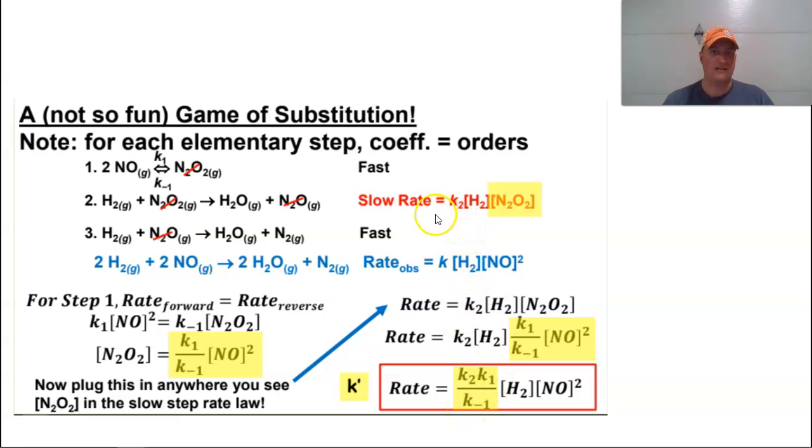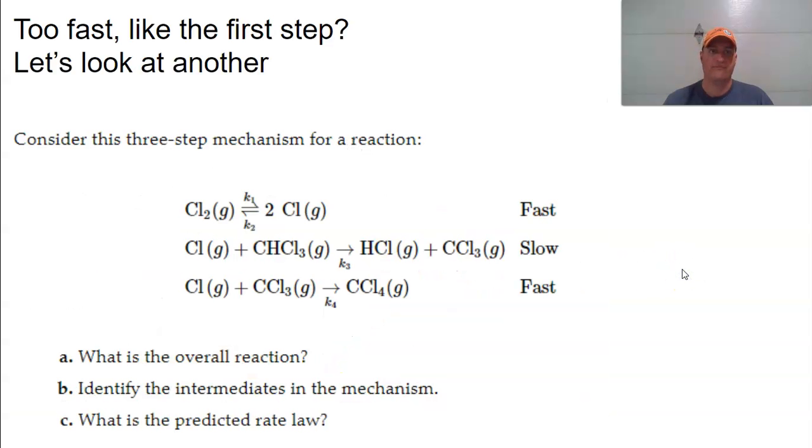But what we do, again, just to summarize, we use the slow rate to determine the basic rate law for that slow rate. I see it has an intermediate in it. I need to substitute that out from what the intermediate is from something that's from the reactants. I did that here. So therefore, I'm able to plug that in and get my overall observed rate law. Now, if that was too fast, like the first step, let's look at another. So this one I mentioned, I think a couple times before.